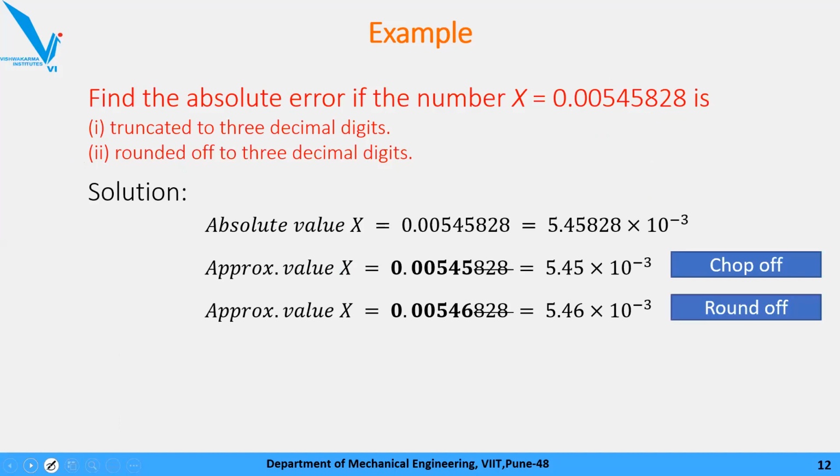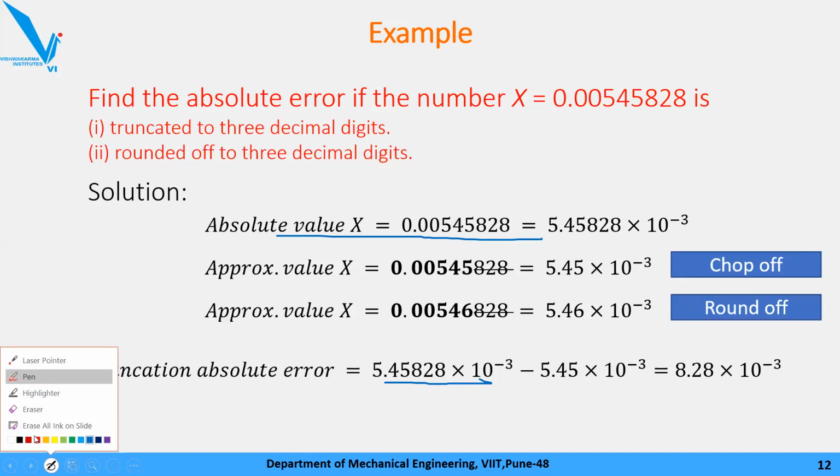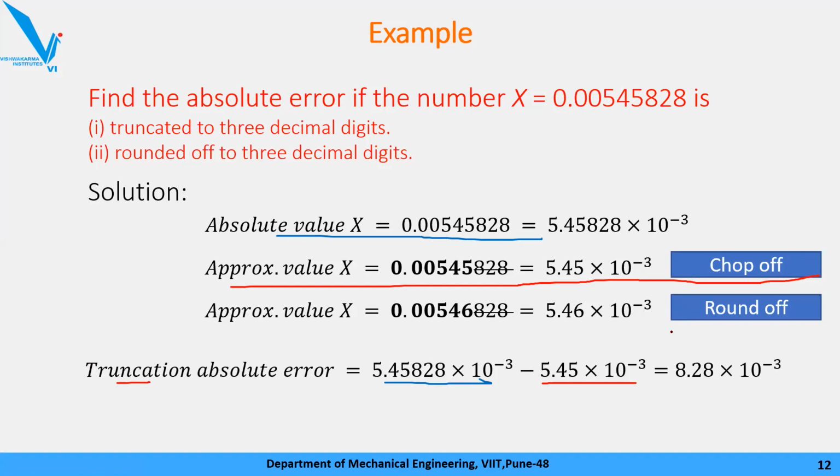If we go for round off, we got this number. See the difference, 5 and here rounding off की वजह से 6. So now we will calculate the absolute error. So truncation absolute error is nothing but true value, see, this is the same value, and then absolute approximate value due to truncation. Truncation मतलब ये वाला part. Okay, so minus 5.45, you got the answer 8.28.